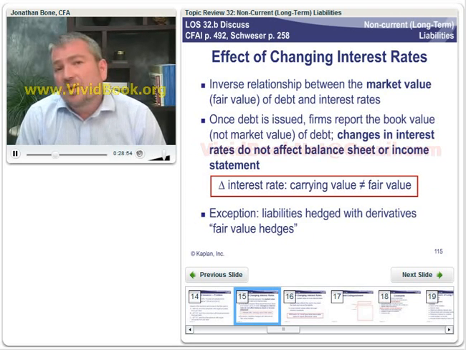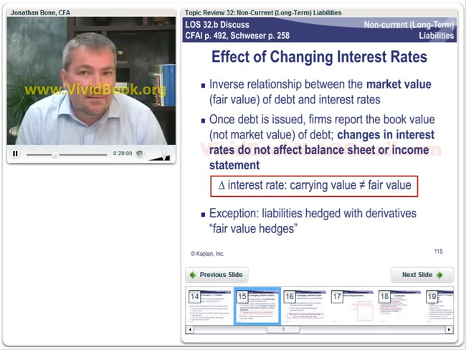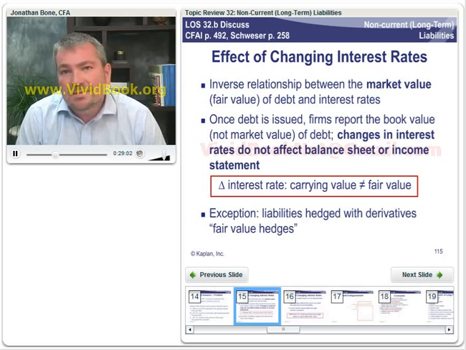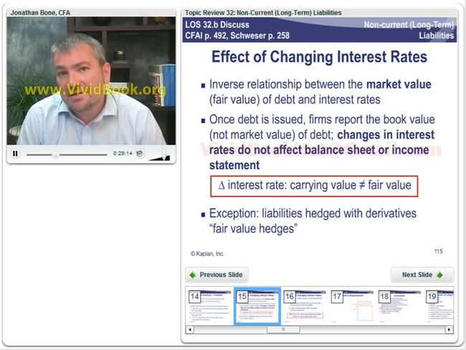Now, first bullet point talks about the inverse relationship between market values and interest rates. Well, we know from fixed income that as interest rates go up, yields go up, and as yields go up, then bond prices come down. In other words, yield is the discount rate that we use to compute the present value, and present value is price. So as interest rates go up, the present value of the future cash flows falls, and bond prices drop.